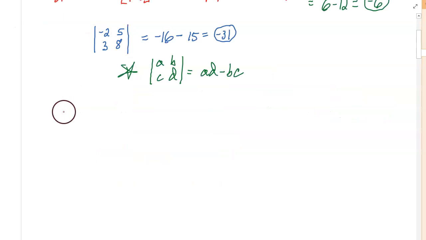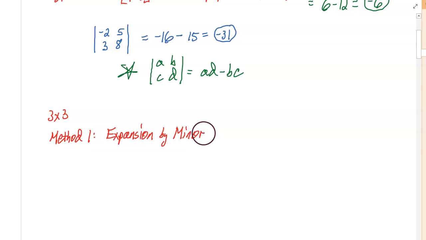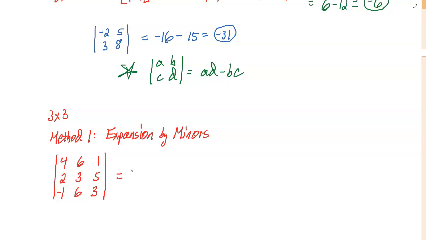Next, let's find the determinant of a 3 by 3 matrix. There are different methods that you can use to do this. One method is called expansion by minors. Let's take a look at this method. And we'll use this 3 by 3 matrix as our example. We know we want to find the determinant because of the vertical lines around the numbers, not brackets.